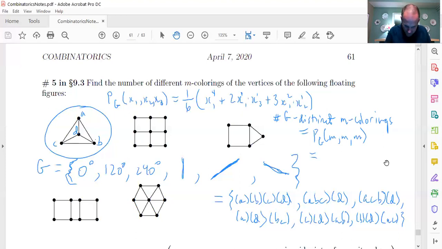So we're going to get 1/6 times (m to the 4th plus 2m squared plus 2m squared, plus 3m cubed, which is very interesting indeed, plus 3m cubed). So no matter what number of colorings we're working with, we immediately know the formula for the number of distinct colorings here.